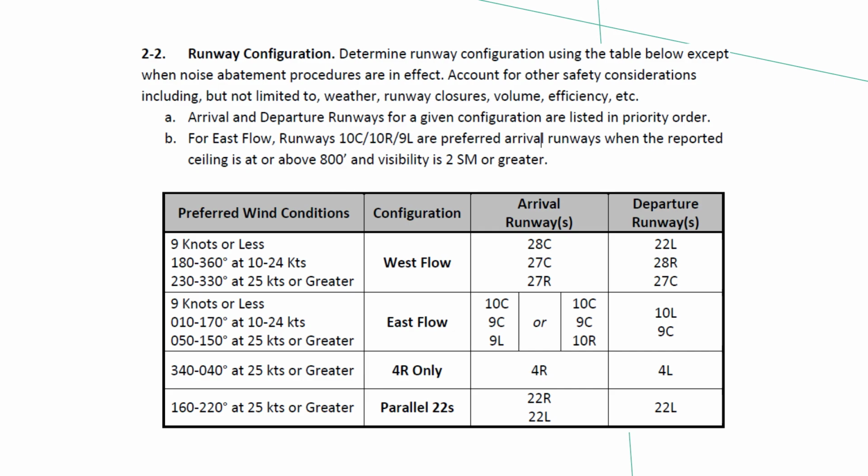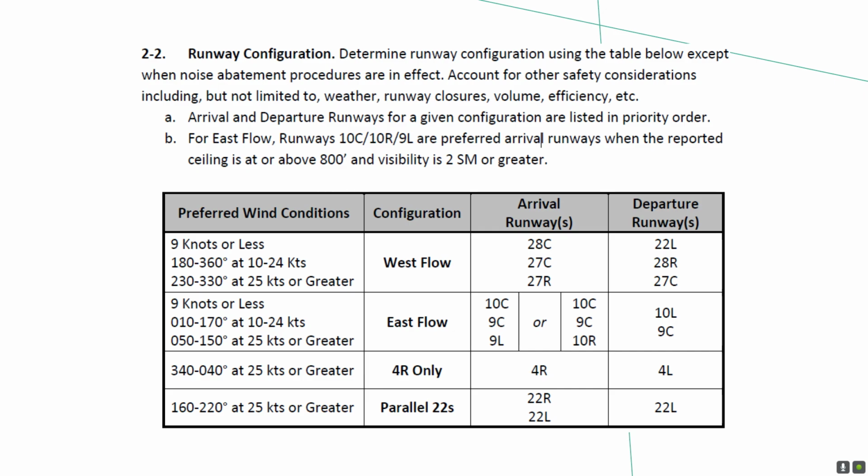Runway configuration: using the table, determine the runway configuration. Account for other safety considerations, including but not limited to weather, runway closures, volume, efficiency, etc. I would suggest using the D-ATIS website or the real world ATIS and what the real world is doing, and you really can't go wrong. But we do have the listings here for arrival and departure runways, given configuration, listed in priority order.